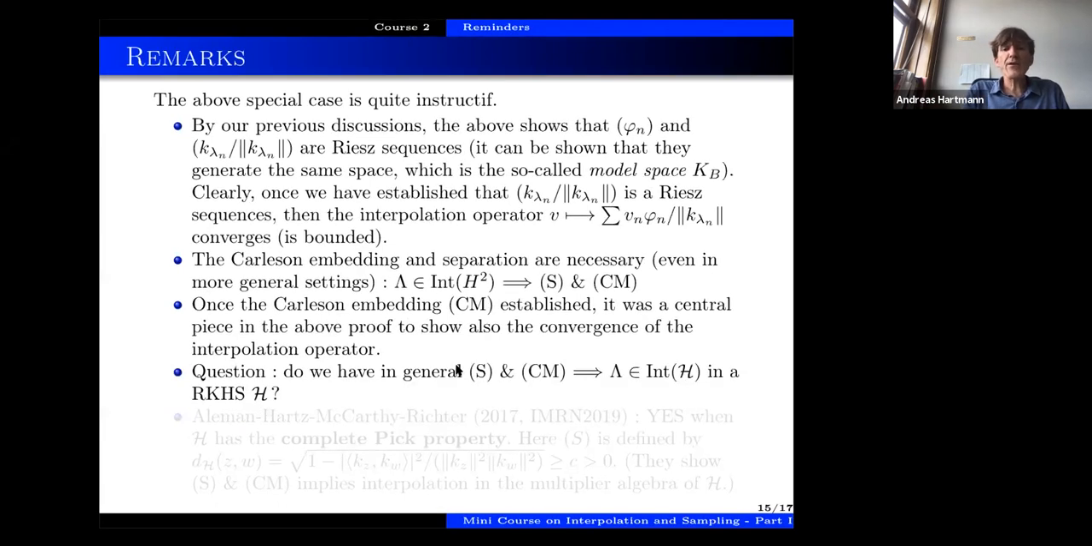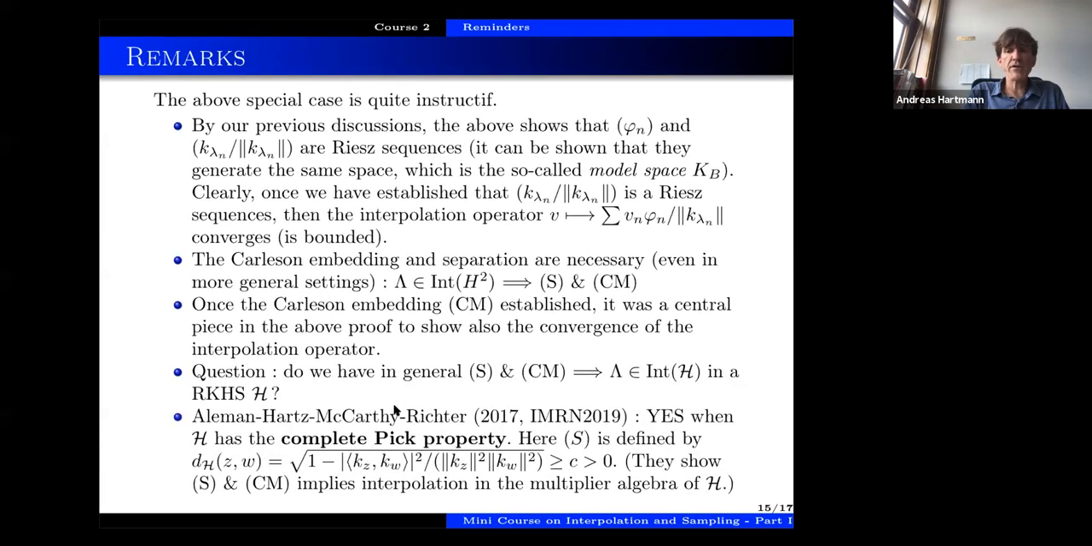And more generally, we can ask: if you have separation and Carleson measure embedding, does this imply that you have interpolation in the reproducing kernel Hilbert space? I want just to indicate this result by Aleman, Hartz, McCarthy, and Richter, which is quite recent, in which they gave a positive answer to this question, provided that the space satisfies the complete Pick property. There were partial results earlier by, for example, Bordeaux, etc.